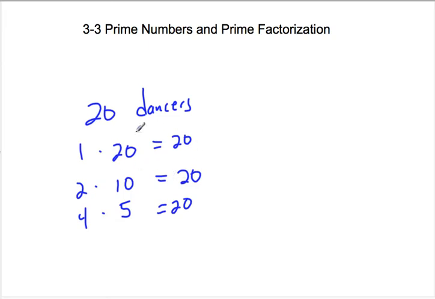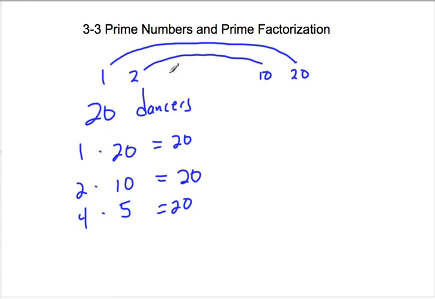So these are factors. If a problem asks you to list all factors of 20, some people might do this using the rainbow method. So 1 times 20, 2 times 10, 4 times 5. So those are all the factors of 20.